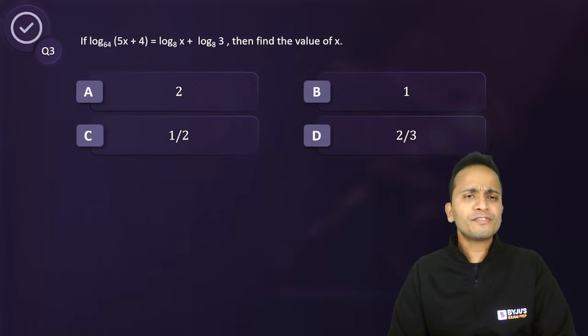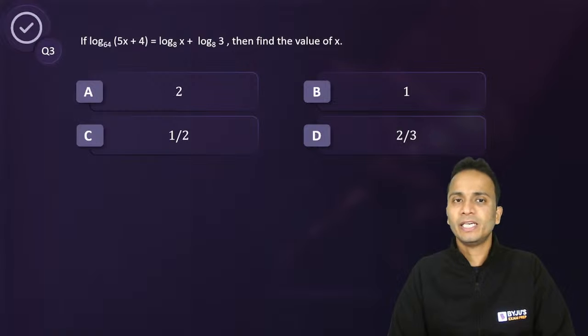So log of 5x plus 4 to the base 64 is equal to log x to the base 8 plus log 3 to the base 8. We have to find the value of x that will satisfy the given equation.